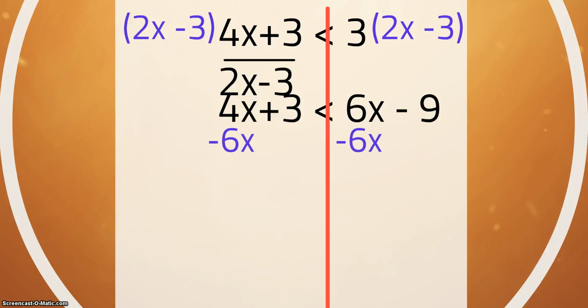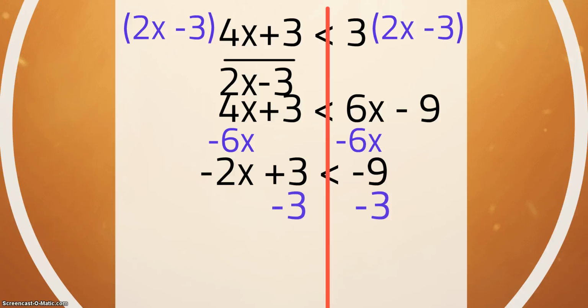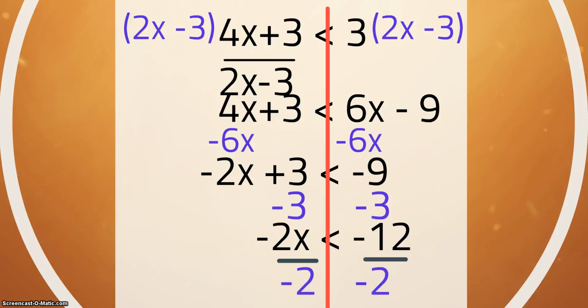Now I'm going to solve it like a regular equation, subtracting 6x from both sides to get negative 2x plus 3 is less than negative 9. Then subtract 3 from both sides and divide by negative 2. But remember, when you do this, you have to flip the inequality symbol, and it should be x is greater than positive 6.